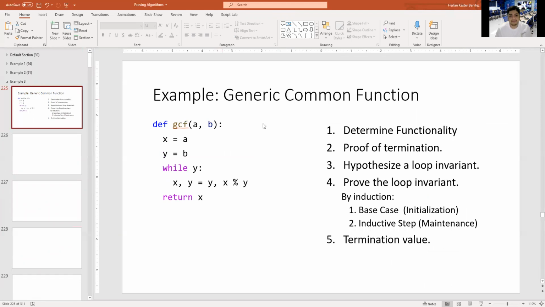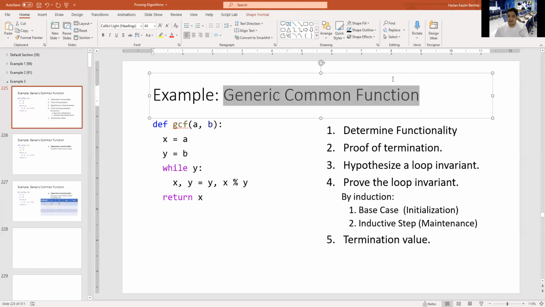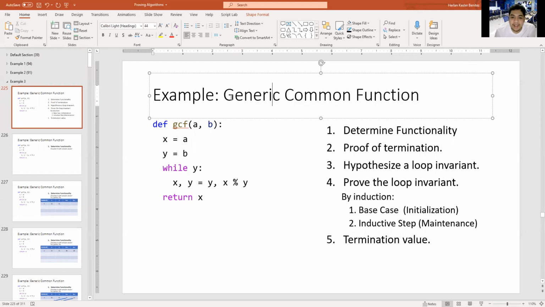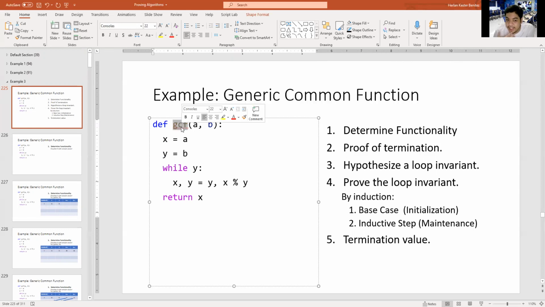Ayan. So, generic common function. So, ito yung function na nandun sa problem set part 2 na tinanggal na. Since actually medyo hindi siya ganun straightforward. So, since masyadong mahaba yung generic common function, sinulat ko na lang yung initials or yung acronym niya, GCF, which gives you an idea kung anong ginagawa actually ng function.